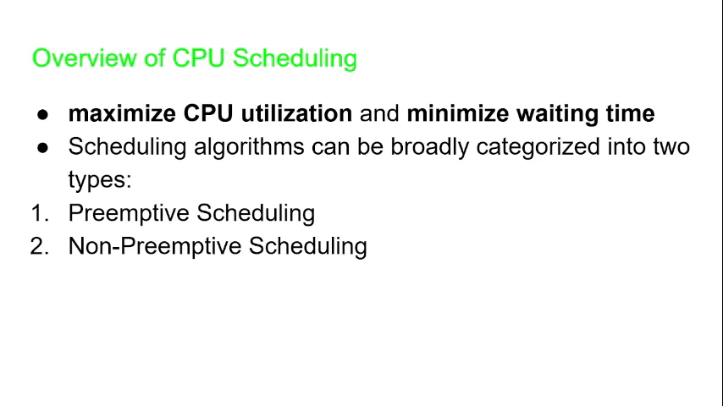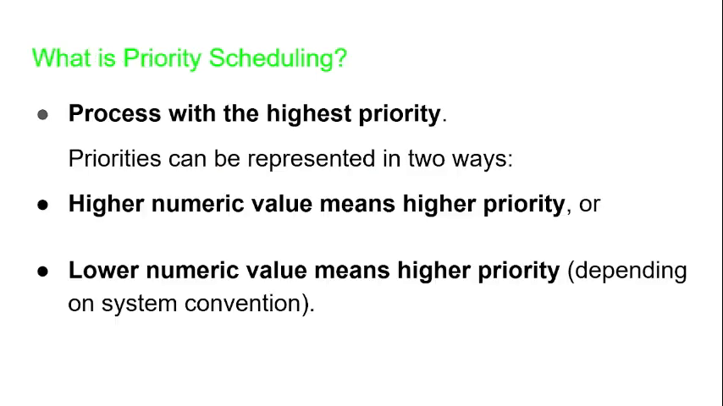So non-preemptive priority scheduling belongs to the non-preemptive category, meaning once the process gets the CPU, it continues until it is finished. The next part is what priority scheduling is, why it is required and why it is important. In priority scheduling, every process is assigned a priority number. The number determines how important the process is compared to others. The CPU is always allocated to the process with the highest priority.